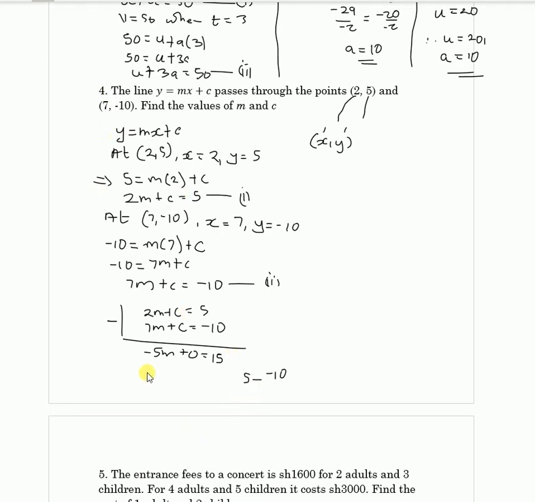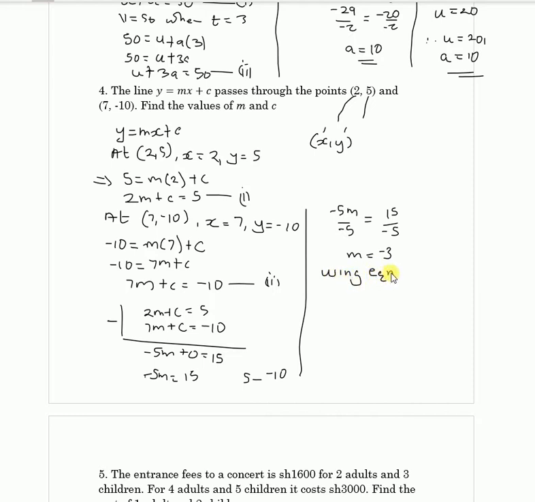So if I work this out, I have negative 5m is equal to 15, and now I have negative 5m over negative 5 is equal to 15 divided by negative 5, such that m itself is equal to negative 3.